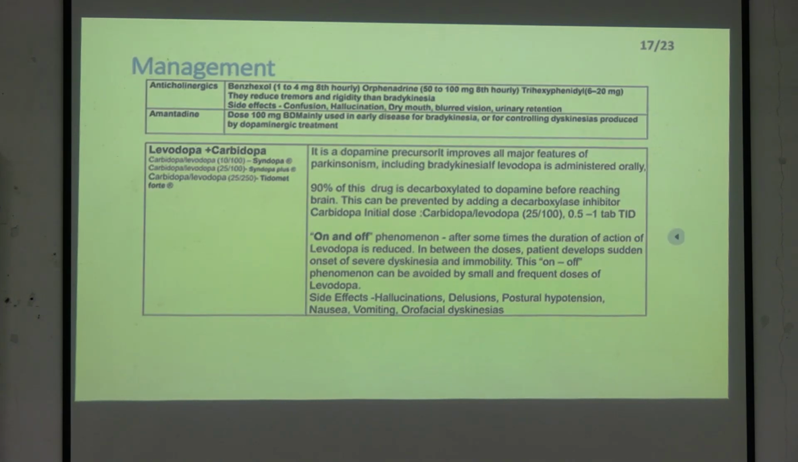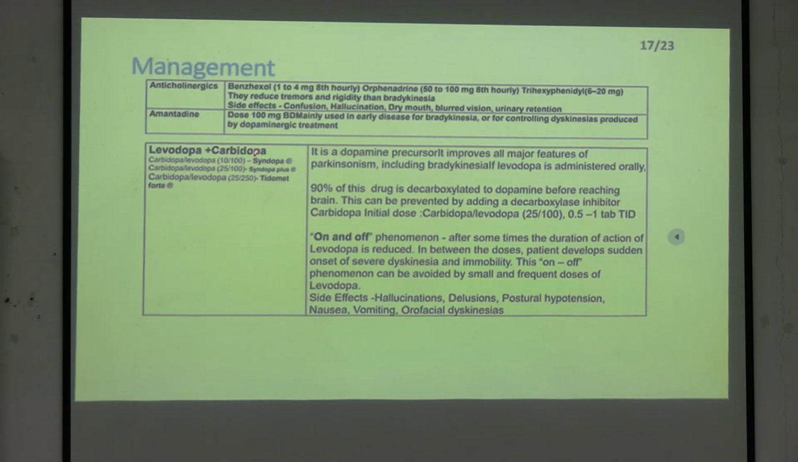So management: I have told you that the disease is due to an imbalance between acetylcholine and dopamine in the substantia nigra. So anticholinergic drugs will help you, and there is Levodopa and Carbidopa. Dopamine will not cross the brain, but Levodopa will cross the blood-brain barrier. That's why Levodopa is used. The levo isomer of dopamine is called Levodopa, and it is used because it can cross the blood-brain barrier.